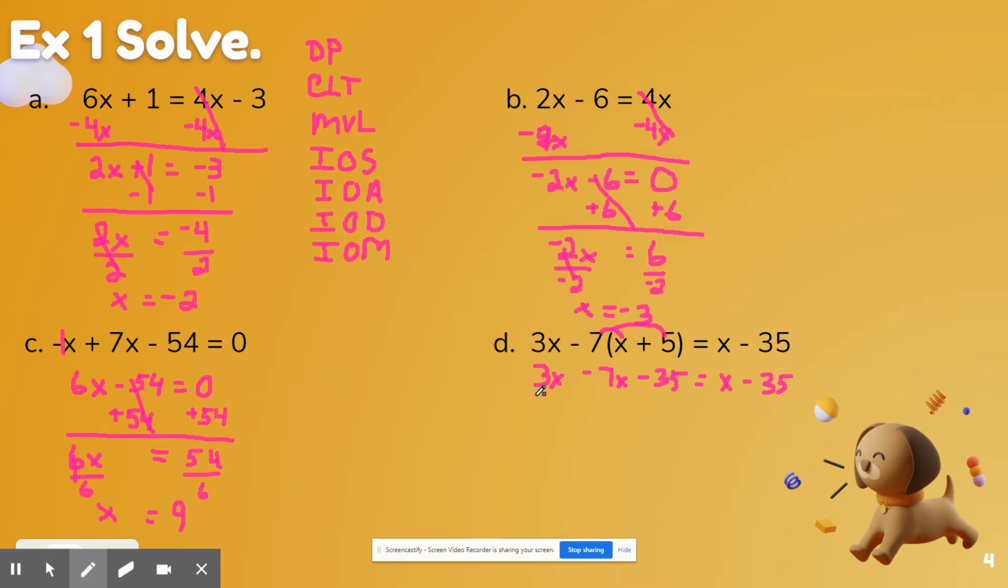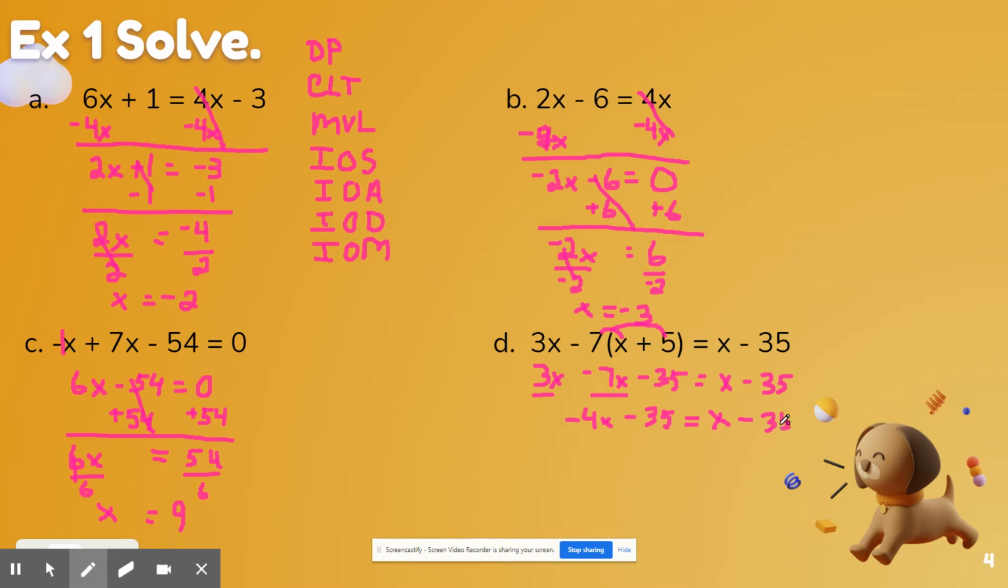Then we're going to combine like terms. 3x and negative 7x are like terms, so 3x plus negative 7x is negative 4x. Minus 35 drops down. Equal sign drops down. X drops down. Negative 35 drops down.